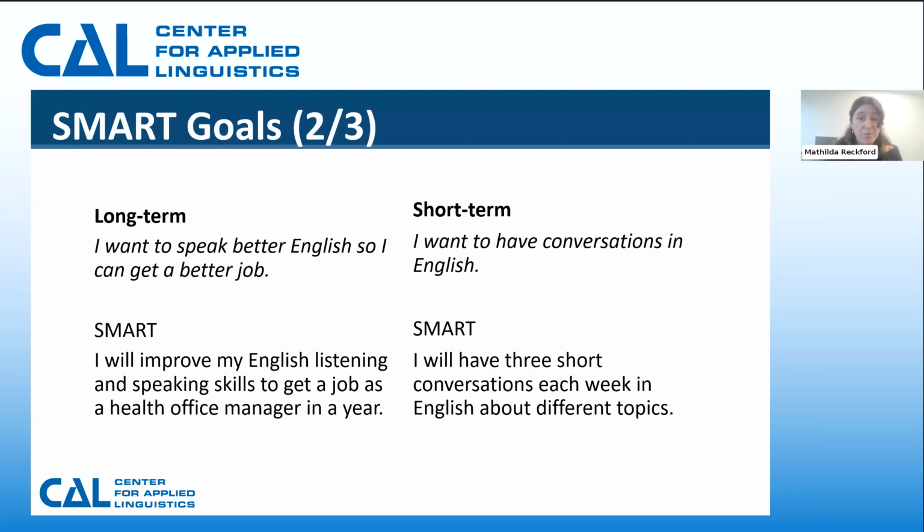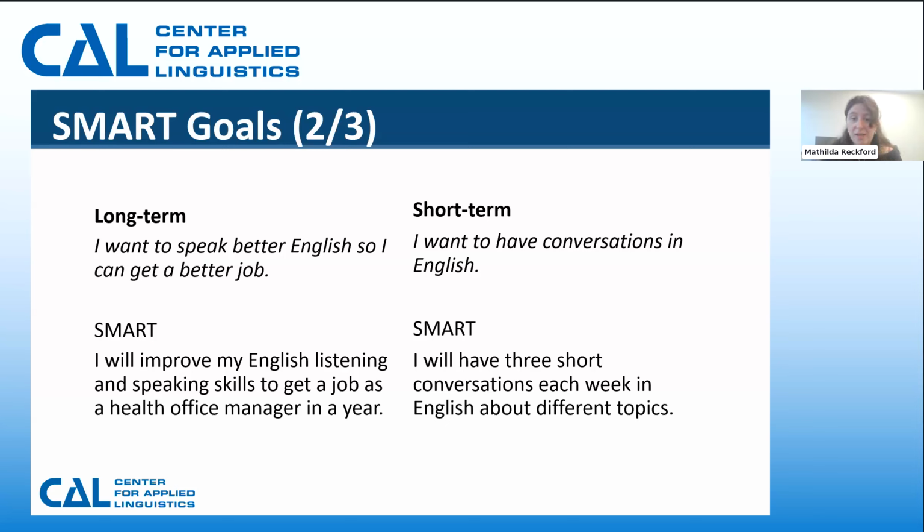What is a better job? What kind of job would you like? What does it mean to speak better English? And how will you know that you've reached your goal? And answering those questions and thinking about it, you can end up with a SMART goal. I will improve my English listening and speaking skills to get a job as a health office manager in a year.